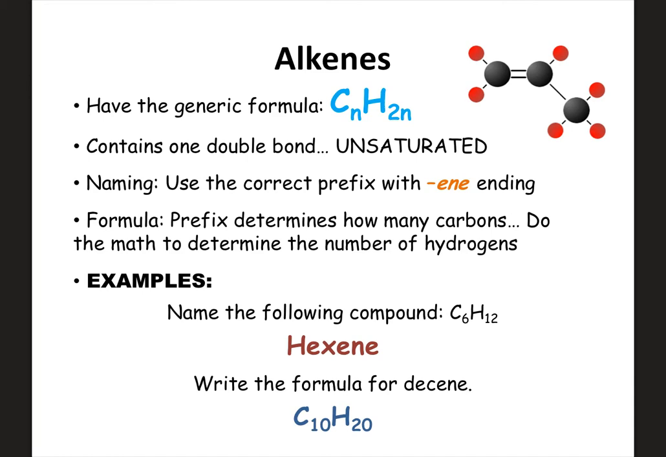And if you're doing the formula, the prefix tells you how many carbons. And then once you realize it's ene, you know you need to do just times 2 to figure out the hydrogens here. So again, you can look at those 2 examples. Make sure you're good with this. This is a review, though, but you need to know those alkenes are just times 2 for the hydrogens here.